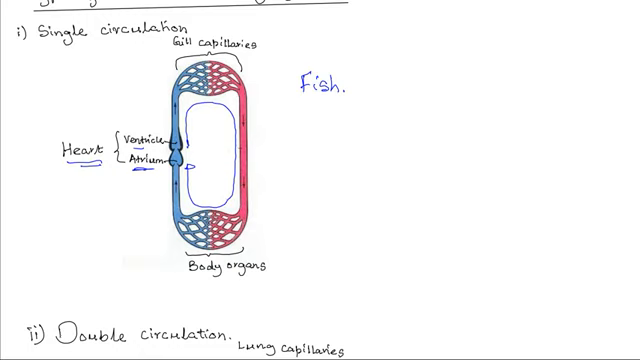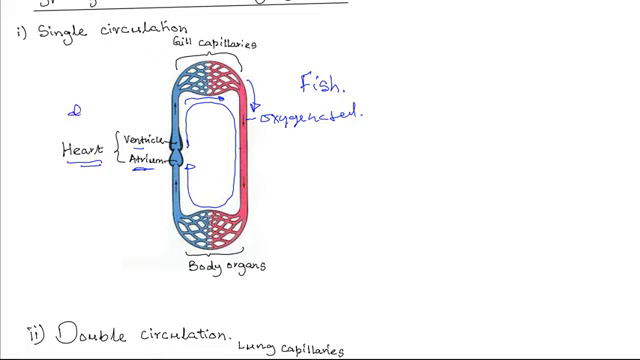So in the fish, the heart pumps the blood first to the gills, where oxygenation takes place. So the blue color here represents deoxygenated blood that is taken to the gills for oxygenation, and once they become oxygenated, they become red. So the red color here represents oxygenated blood.